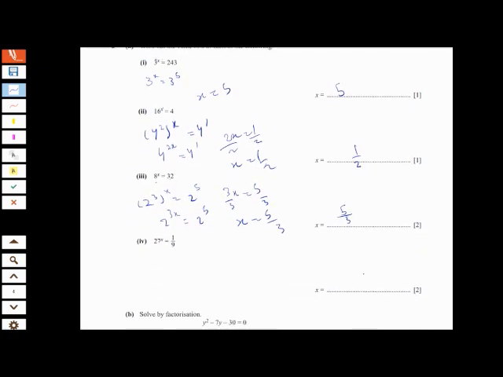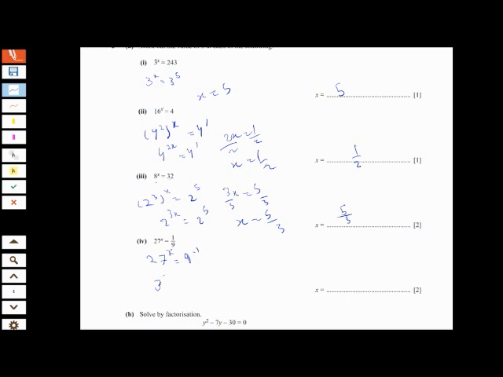And now this one, 27 to the power of x equals 1 over 9. So first of all, before we start, 1 over 9 can be written as 9 to the power of negative 1. Now that we know that, 27 cannot be written to the base of 9, but 9 can be written to the base of 27, of course. So both of them can be written to the base of 3.